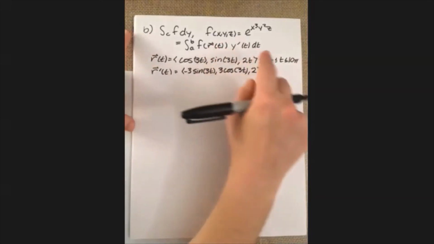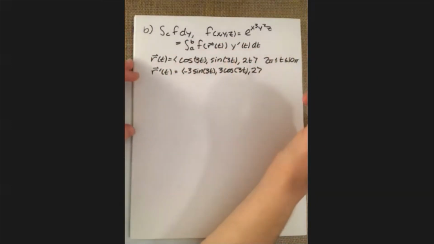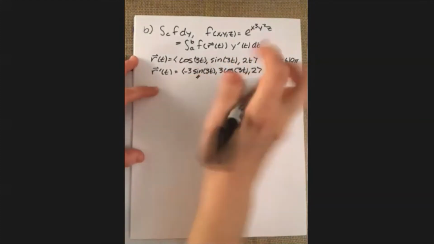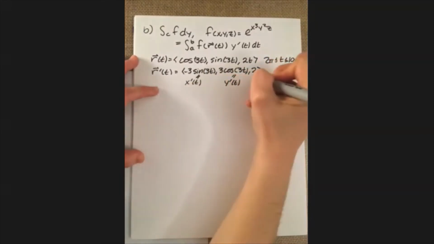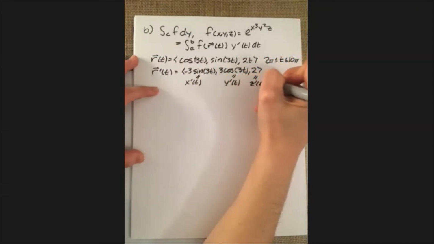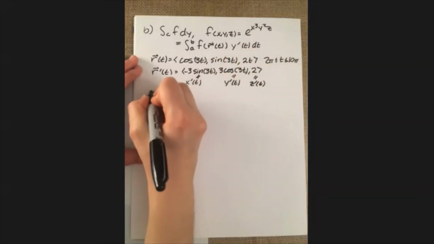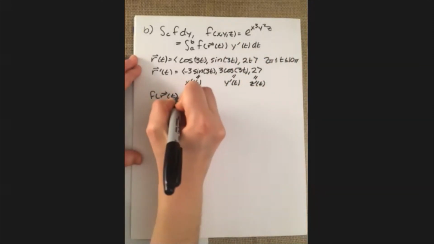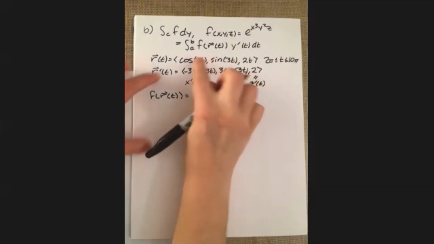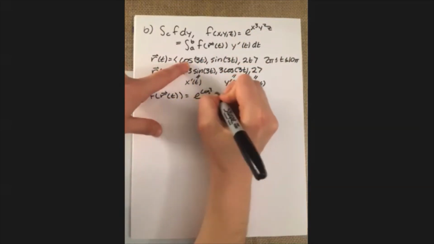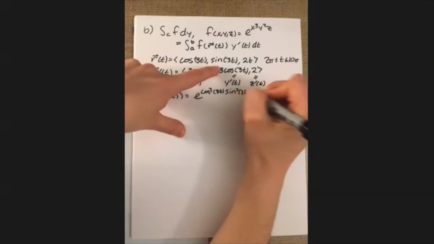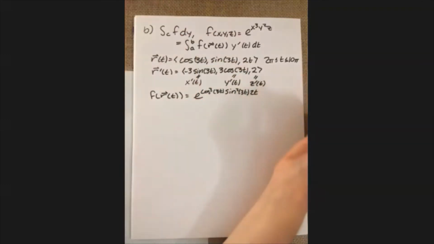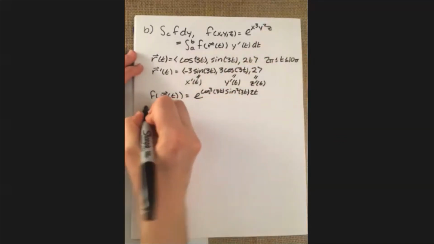Okay, so to fill in this right here, I'm just going to go ahead and label these. This is my x prime of t, this is my y prime of t, and this is my z prime of t. So I have my y prime that I need right there, and f of r of t is really just going to be equal to e raised to the cosine cubed of 3t times sine squared of 3t, and then 2t, like so. So now really all we got to do is just plug everything into this right here.